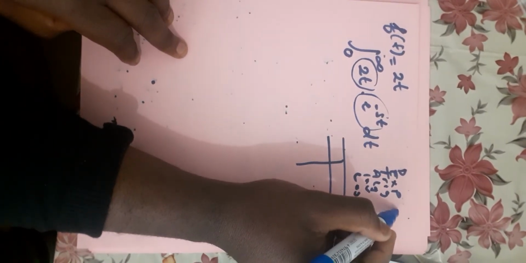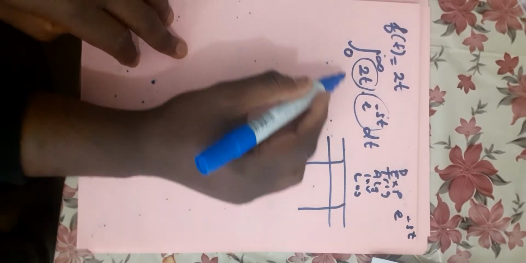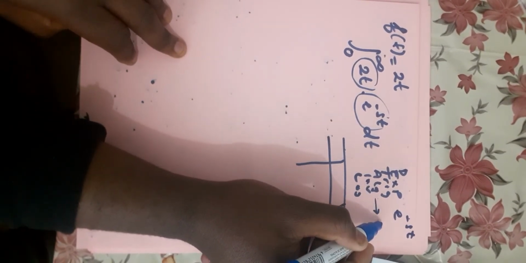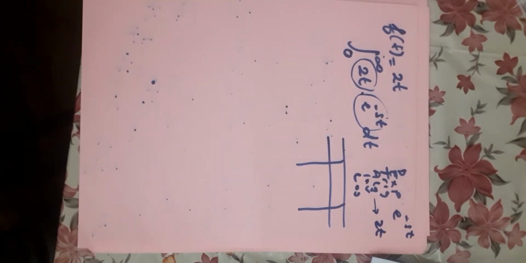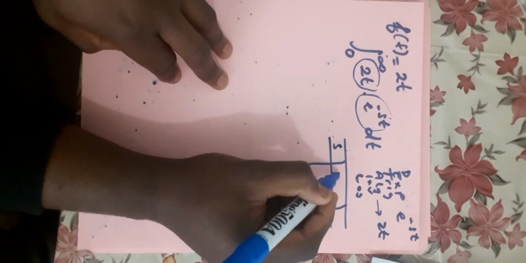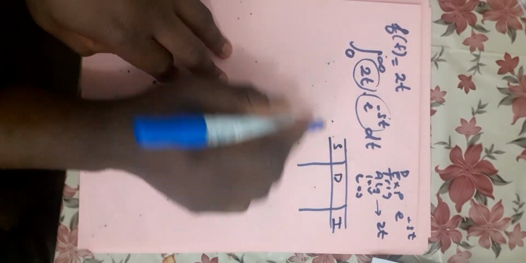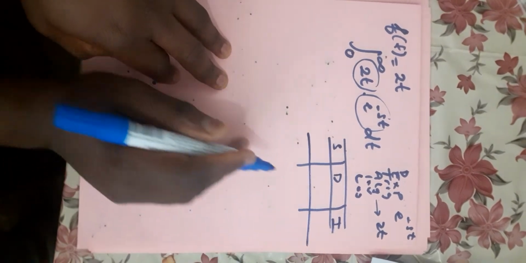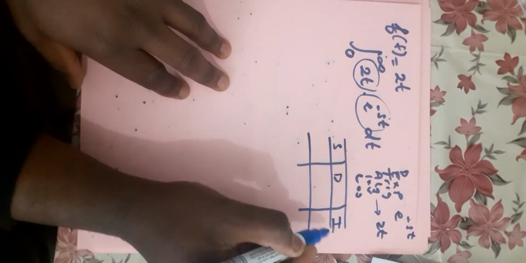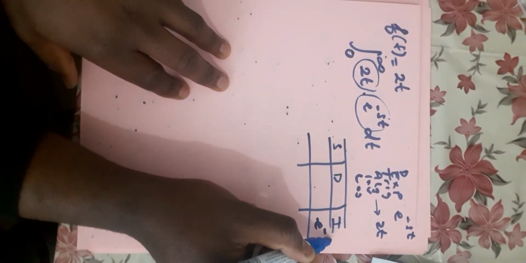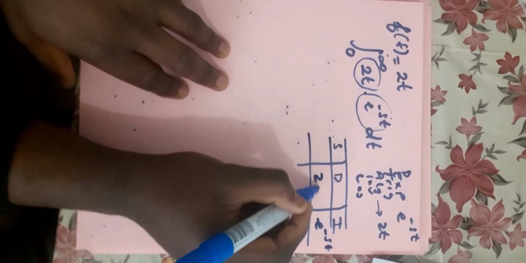So we have the exponential right here, e to the power minus st, and then 2t is the algebraic function right here. Whatever comes on top goes to integral. So this is sine, this is differentiation, this is integral. Whatever comes to the top goes to integral. So what comes to the top is e to the power minus st, and then we have 2t here.